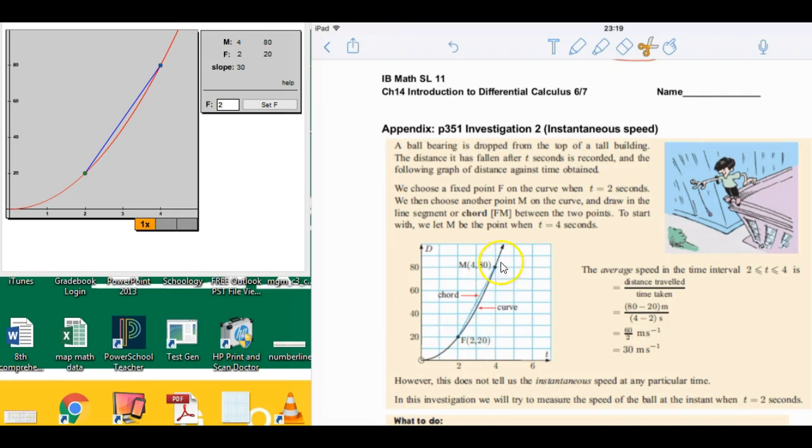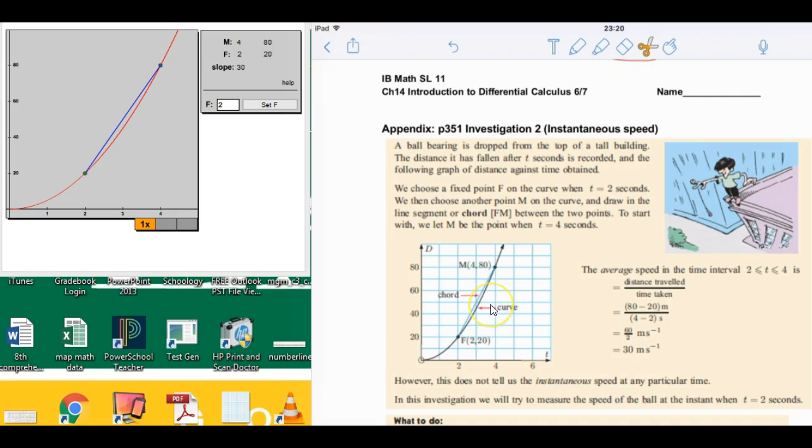So the slope of this blue line here, the straight blue line between points F and M, is 30. It's 30 meters per second. It's the average velocity between point F and M. Average velocity, you can see, is represented by the straight line between 2 points. But when you want the instantaneous velocity, you actually want a line that is tangent to a point on this parabola, similar to what we did in our first investigation. And we're going to use limits to approach that number.